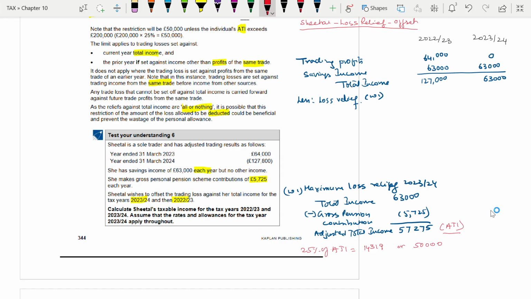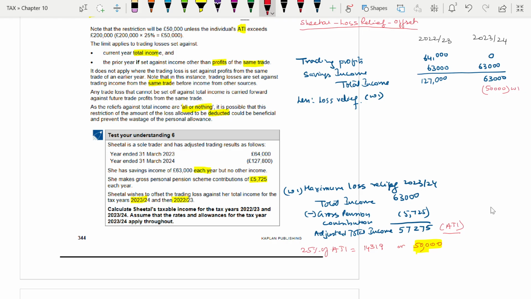See, this is 25% or 50,000. Which is more? We can take 50,000. Likewise, we have to make the comparison. How much can we deduct? We can deduct 50,000 maximum. Working one.